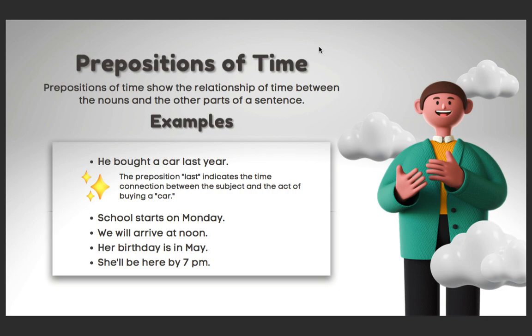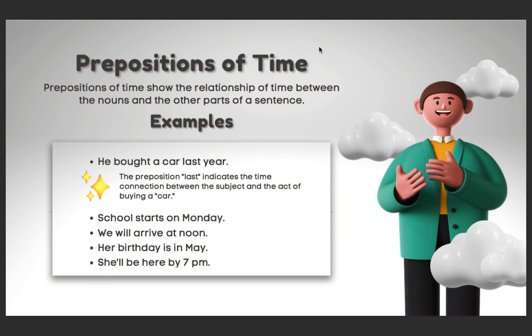Preposition of time. Prepositions of time show the relationship of time between the noun and the other parts of a sentence. Example: he bought a car last year. The preposition last indicates the time connection between the subject and the act of buying a car. Here we see, school starts on Monday. So here the preposition on indicates the school and a day.